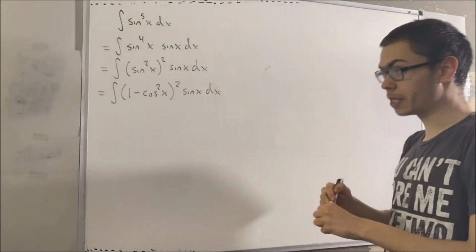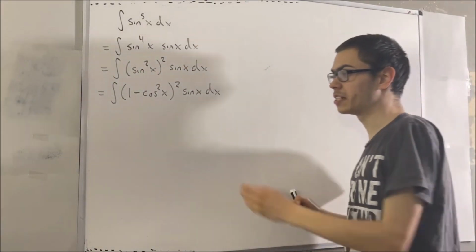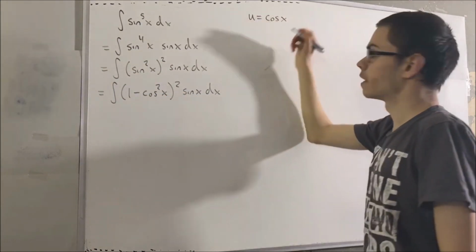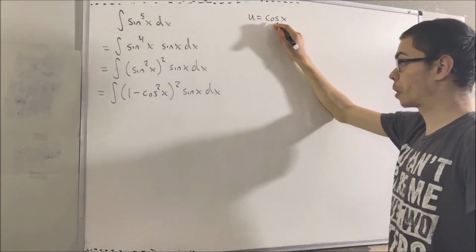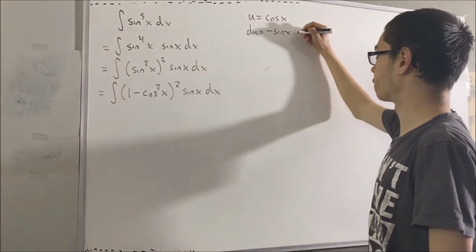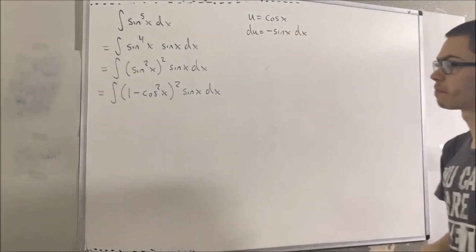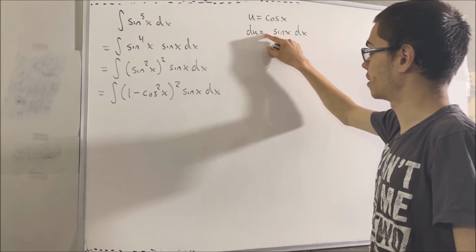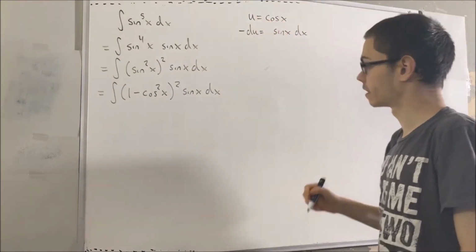And at this point, we can perform a u substitution. We can set u equal to the cosine of x. And therefore, du is just the derivative of cosine. The derivative of cosine is negative sine, and of course we're going to need a dx. If we divide negative 1 on both sides, that'll move the minus sign to the other side, like this.